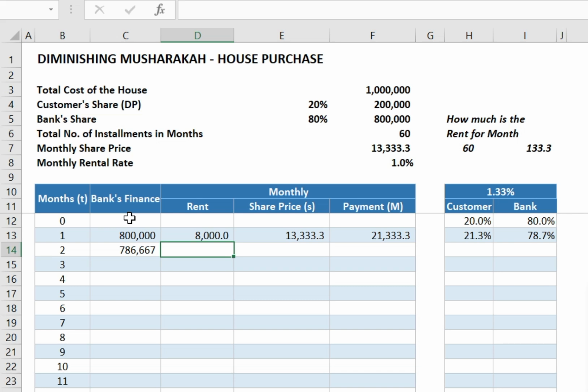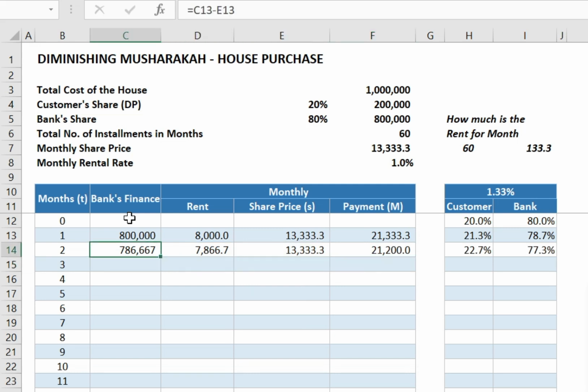Then the rental payment for the second month varies due to the change in the outstanding bank's finance. And that is 786,667 multiplied by the monthly rental rate. And that is 7,866.7. The monthly share price is fixed, and the total payment varies due to the change in the rental payment and the outstanding bank's finance.